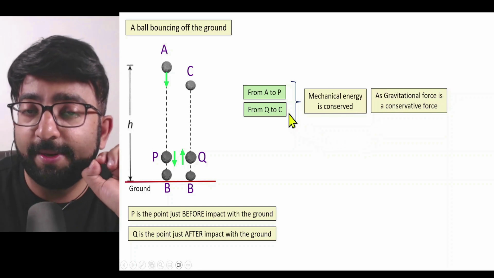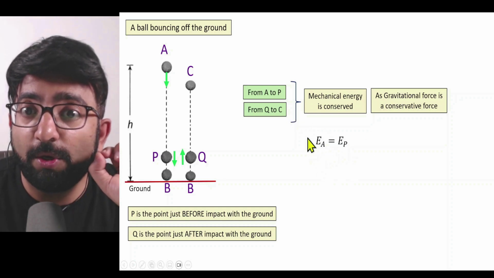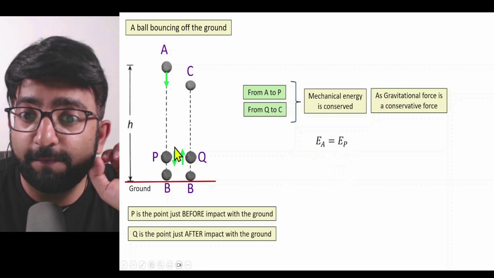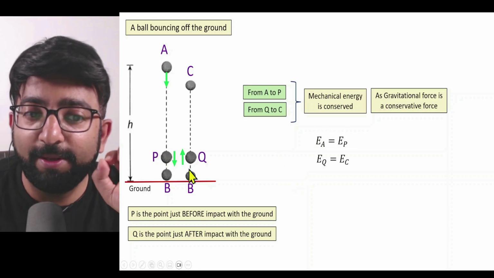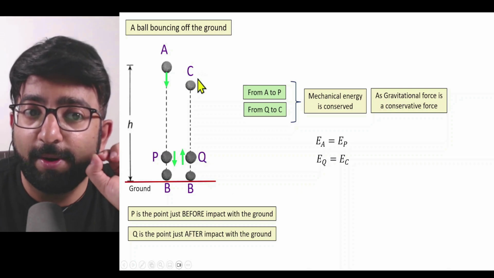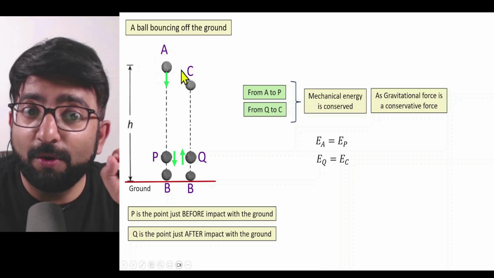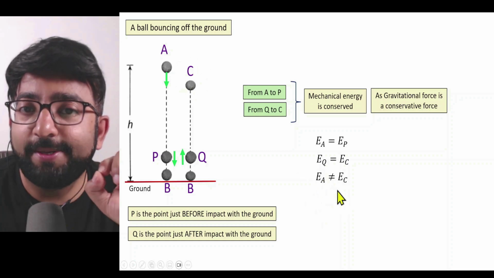And using the law of mechanical energy conservation, now we can write that the total energy of the ball at the point A will be equal to the total energy of the ball at the point B. Similarly, the energy of the ball at Q will be equal to the energy of the ball at C. But the total energy of the ball at A cannot be equal to the total energy of the ball at C. So EA is not equal to EC.